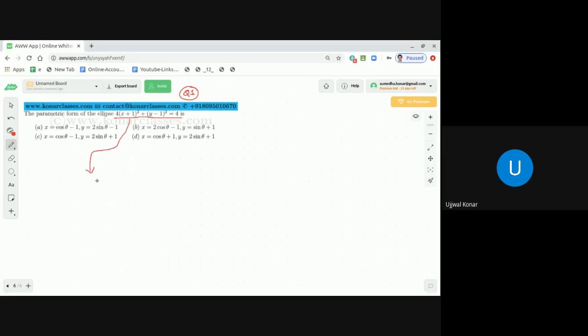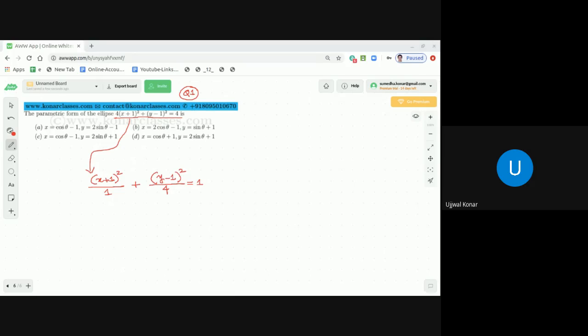So how I can write it is: (x + 1)^2 divided by 1, because we are dividing both sides by 4 to make the right hand side equal to 1, plus (y - 1)^2 divided by 4 is equal to 1. Correct, dear students? So this is the equation of the ellipse, which is a little bit of a known form to us.